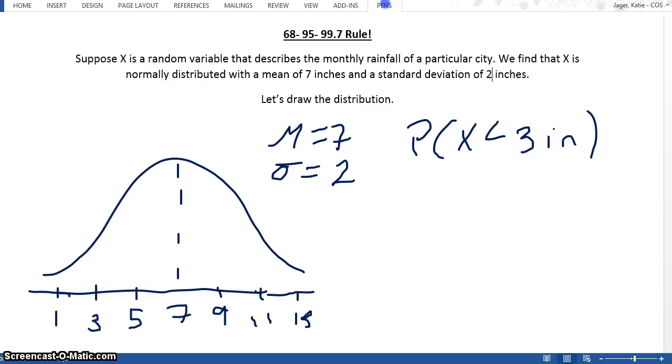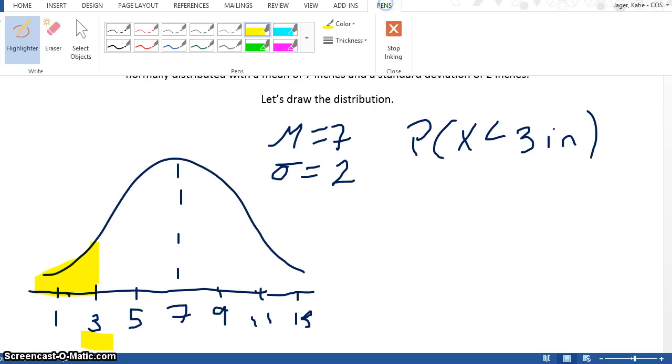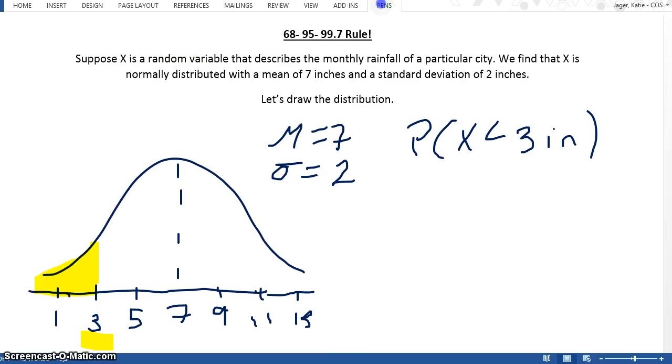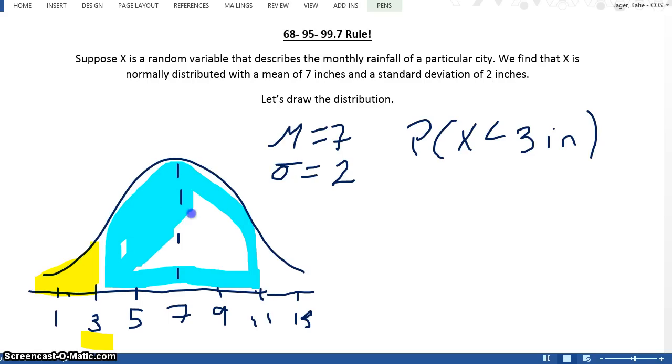What we can do is shade in the region that we're talking about. That would be this area here. Anything below 3, what is that proportion or probability? Well, we can use this 68, 95, 99.7 rule. Because 3 is our second standard deviation away from the mean, we can use the fact that in between these two standard deviations, 3 and 11, we have 95% of our data. This is from the 68, 95, 99.7 rule.